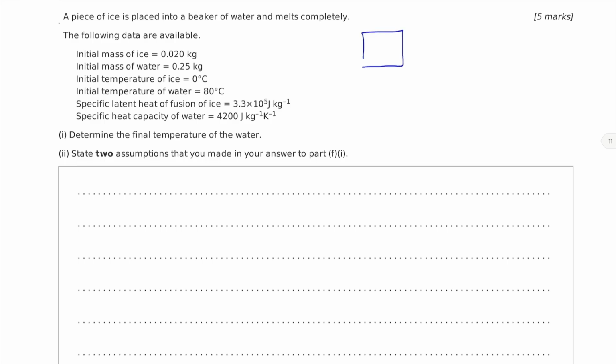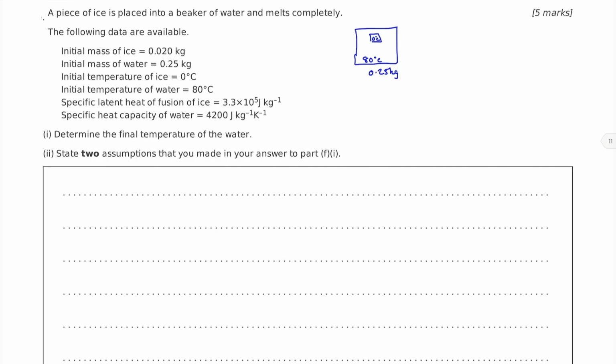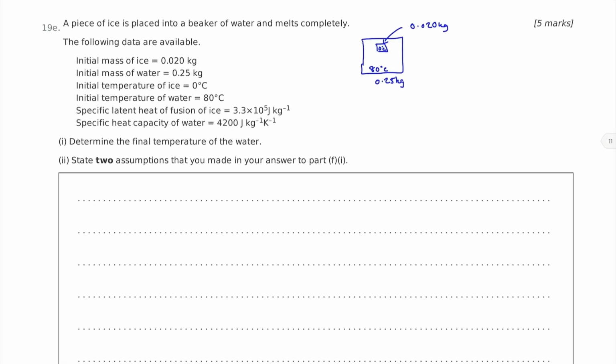We've got water, and the initial temperature of the water is 80 degrees Celsius. It is 0.25 kg, and we put some ice in there that has an initial temperature of 0 degrees Celsius, and it is 0.02 kilograms. So the water is going to lose energy, and the ice is going to melt and gain energy.